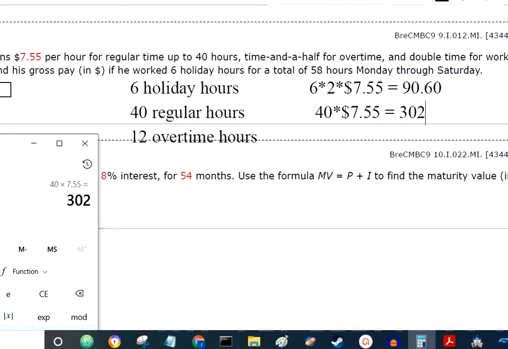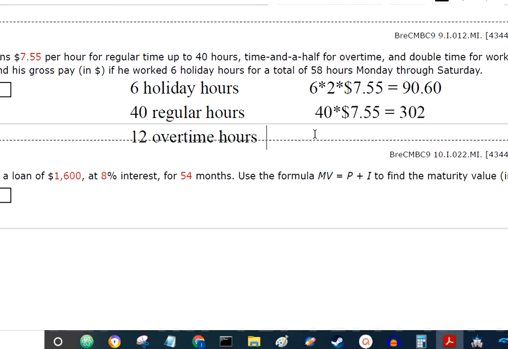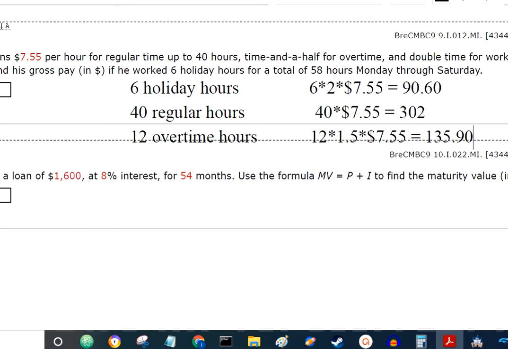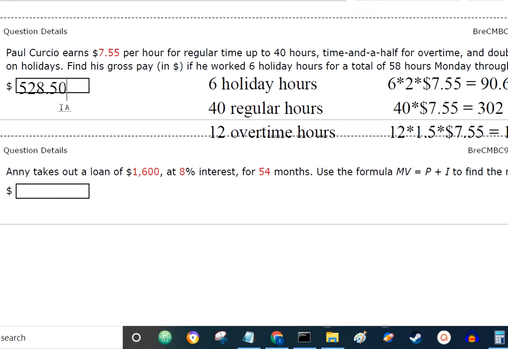And then we got 12 overtime hours. They're getting paid time and a half. So 12 hours at 1.5, which represents time and a half of our $7.55 an hour. So if we multiply those, $135.90. Okay, that's the pay for each individual type. Overtime, regular, and so on. So adding them all together gives Paul's total pay. Paul gets $528.50.